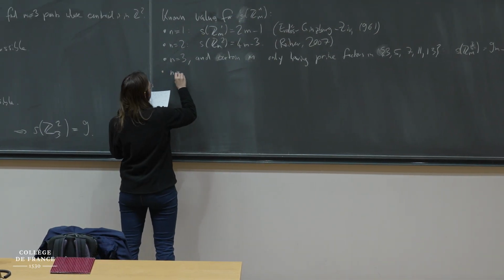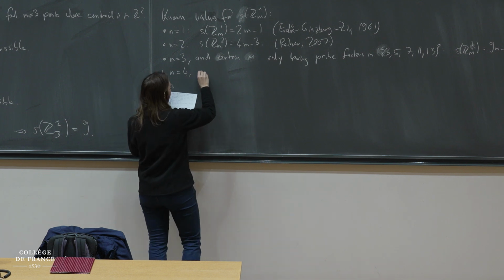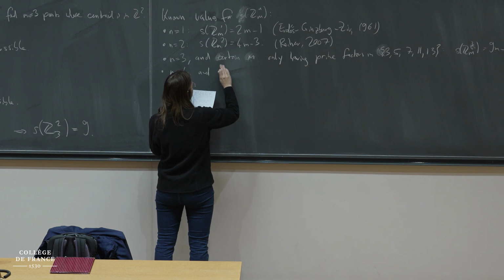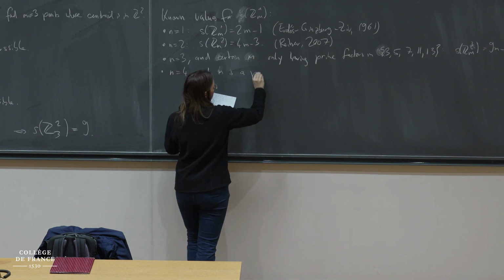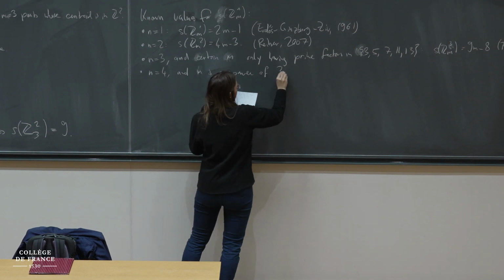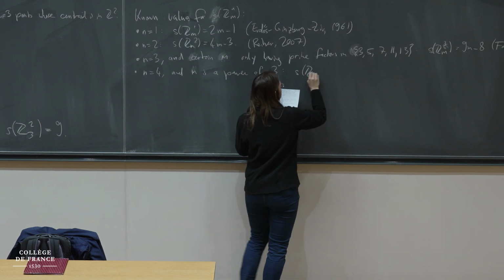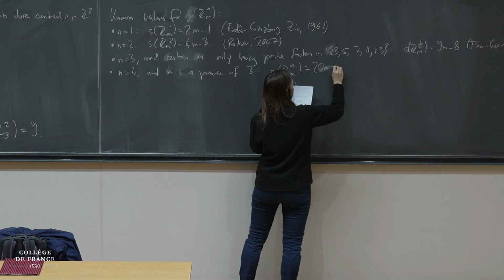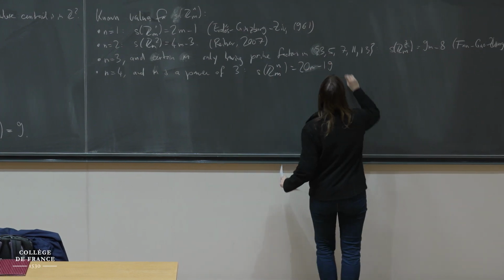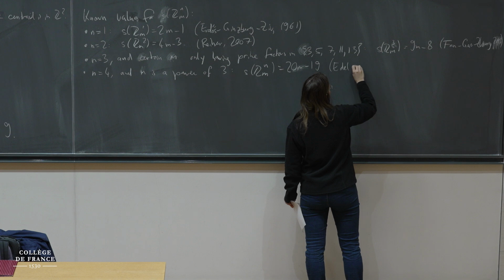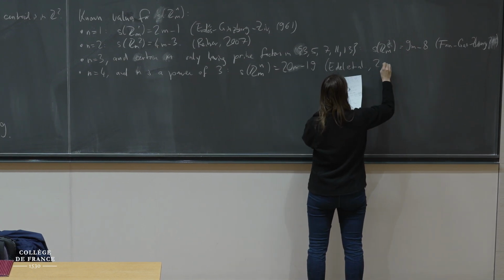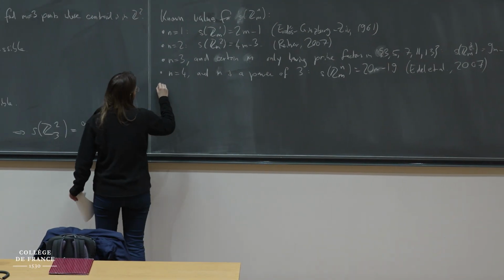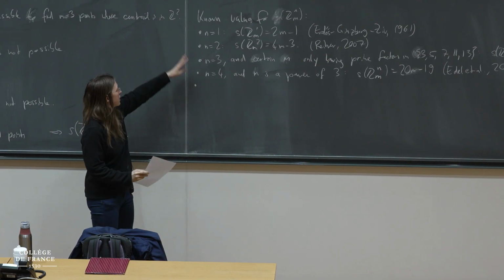Then for n equals 4, the answer is only known if m is a power of 3. Then it's known that this is 20m minus 19. So that's due to Edel et al. from 2007. And so these are all complicated things.